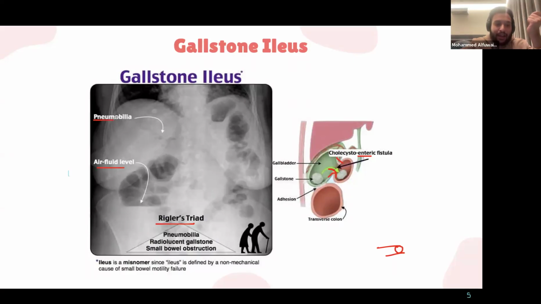Pneumobilia is air in the biliary tract, okay? Why is there air in the biliary tract? The small bowel, the intestine has air. When you have this abnormal connection between the gallbladder and the bowel, the air will go into the gallbladder and then will go on into the biliary tree, and air will be present in the biliary tree, okay? Last one, which is not seen in this image actually, is you'll see a stone in the distal bowel.